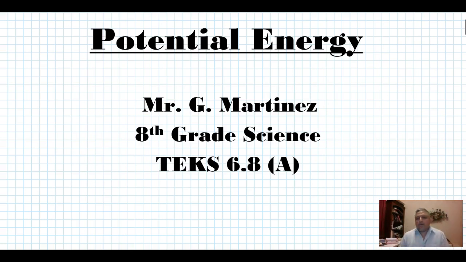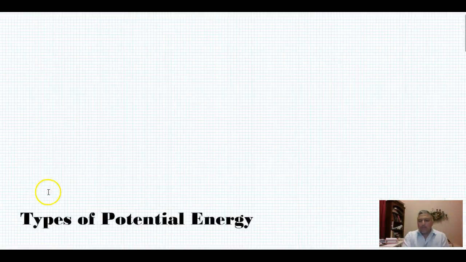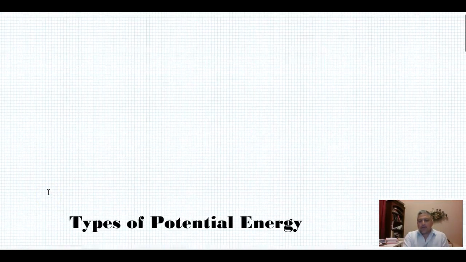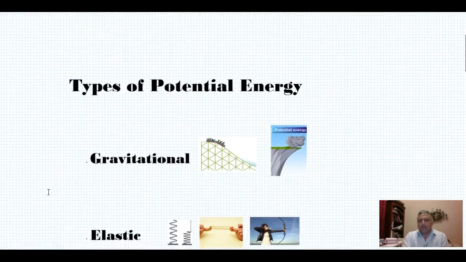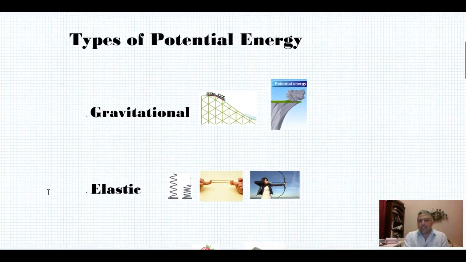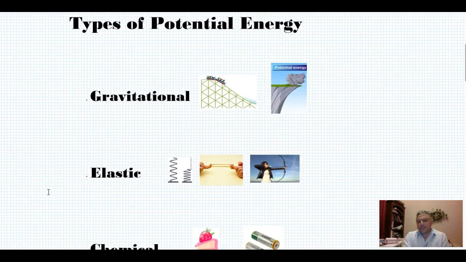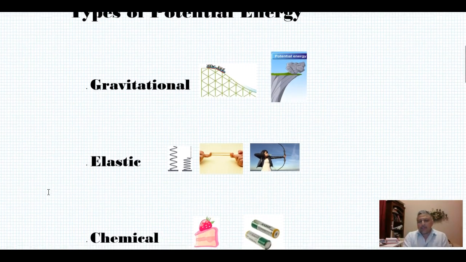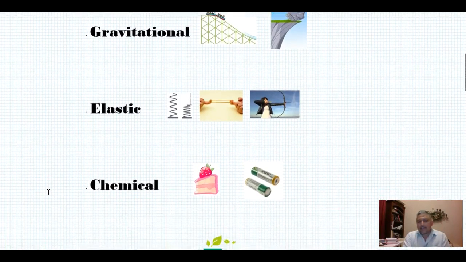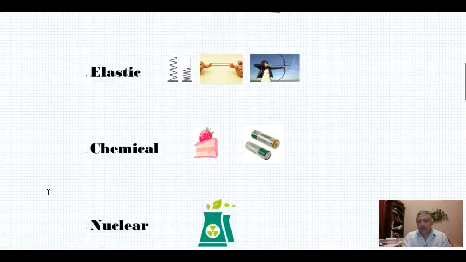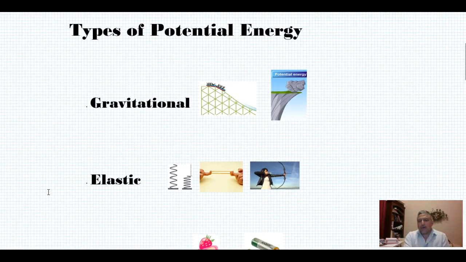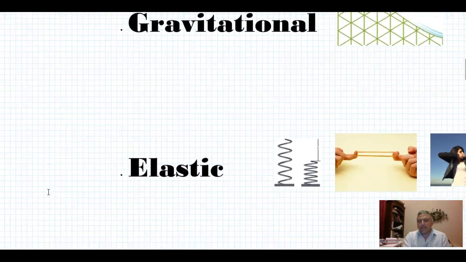Today we're going to be talking about potential and kinetic energy. Well, actually, we're going to focus only on potential energy. So let's get started. On potential energy, there's a couple things that we must remember, right? There are 4 different types of potential energy. We're going to be looking at all of them. Just a quick review: gravitational potential energy, elastic, chemical, and nuclear potential energy. So let's take a look at all of them, one at a time.